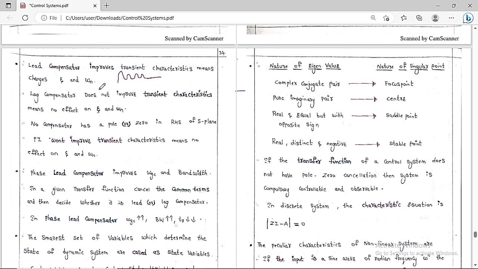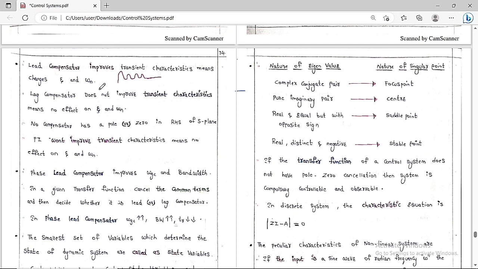So suppose there is a pole or zero present in the right half of the S plane, then we say it is not a compensator. If any pole or zero is present in the right half of the S plane, then we say that is not a compensator transfer function pole-zero plot. So no compensator has a pole or zero in the right half of the S plane.